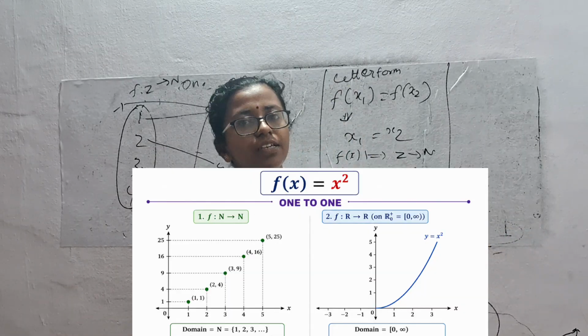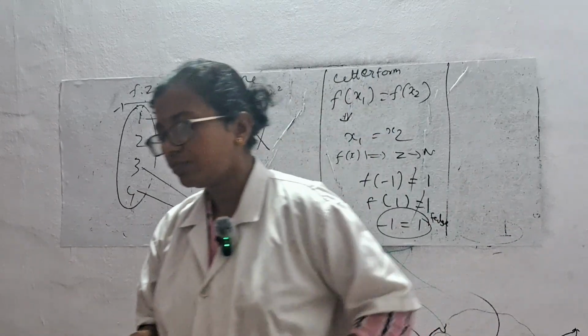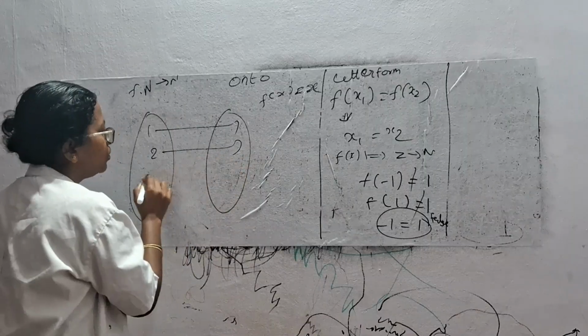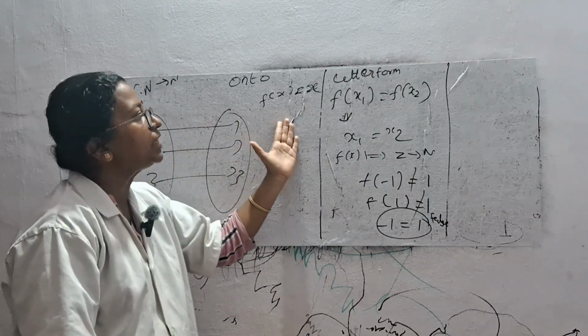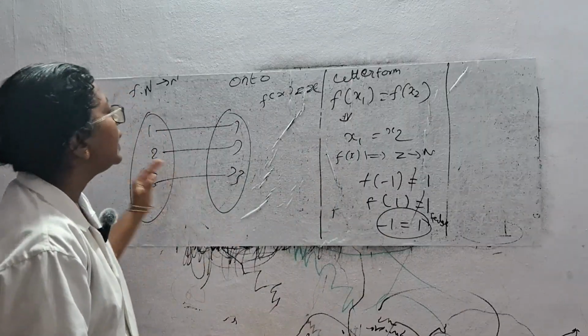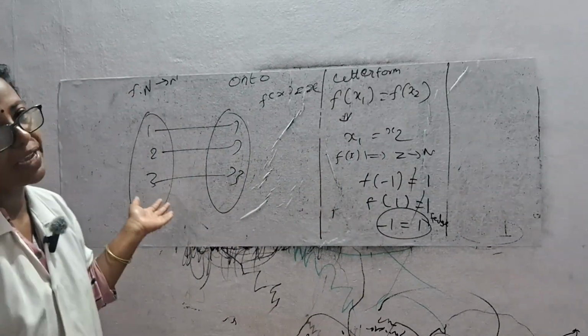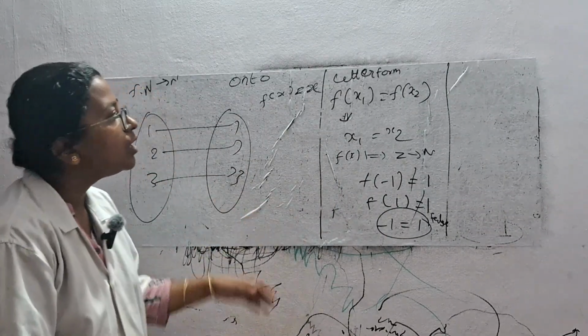Next, we are going to see about onto. 2 is mapped to 2, 3 is mapped to 3. Likewise, it goes on in natural numbers. If I am taking the function f of x equal to 2x, it is onto. For f of x equal to x square, it is not onto.